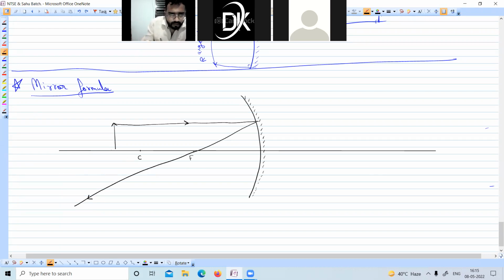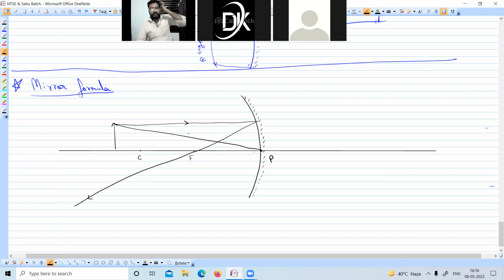Again, now don't think that they are cutting each other. No, this is the incident ray 2. This is the reflected ray 1 dash. They cannot intersect. Okay. So this is point P, pole, and we have another.